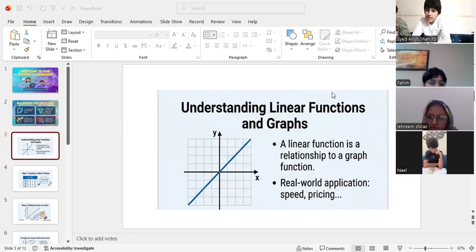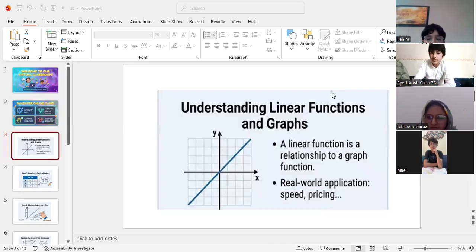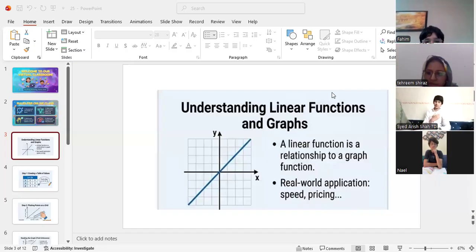Can you tell me? Do you love cars? Yes, ma'am. You love to drive the car? Yes. Okay. If I say that you are going at a constant speed of 60, you will be moving in the same pattern. If I'm talking about 60 kilometers per hour, is the rate of change constant? Yes, ma'am. Yes, this is the example.